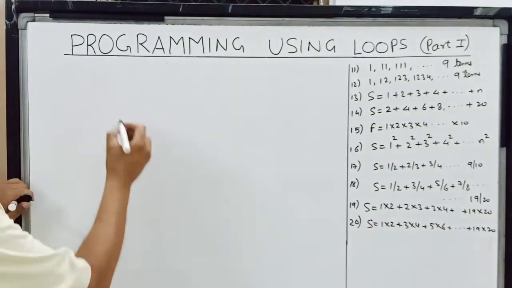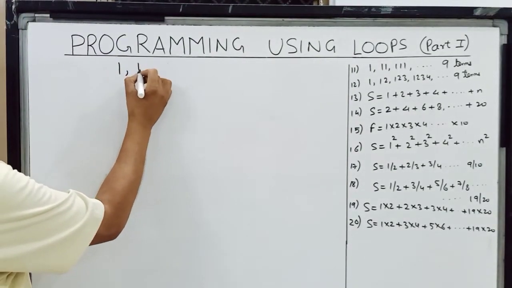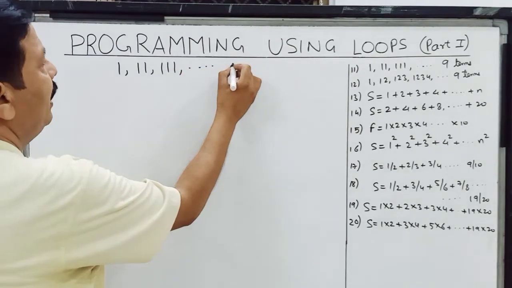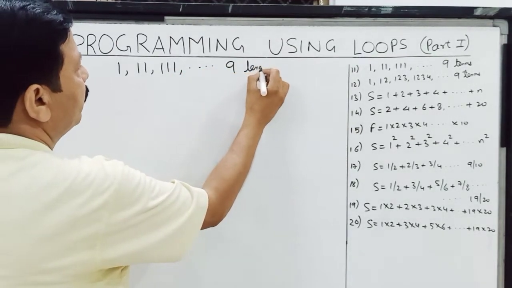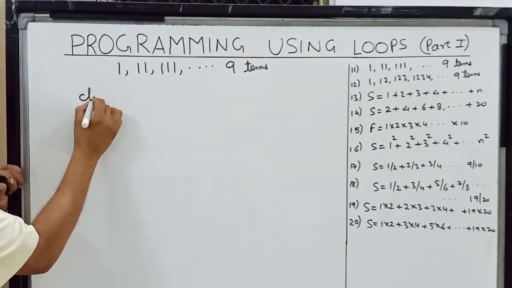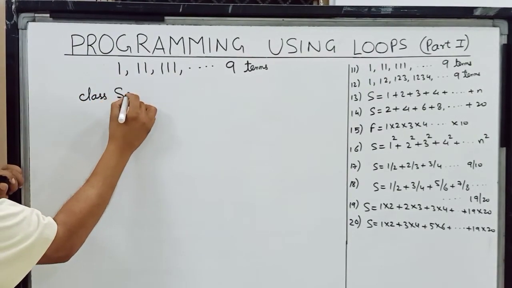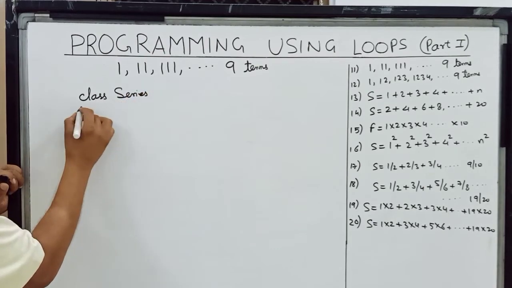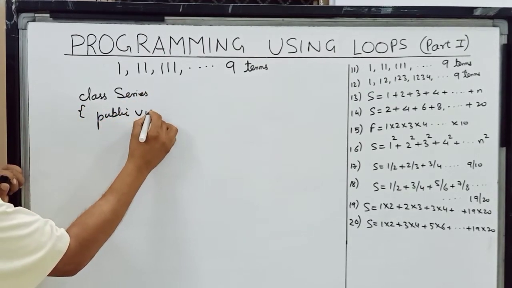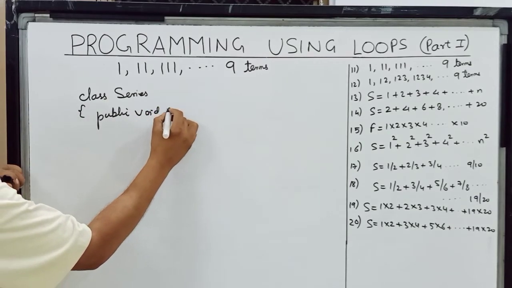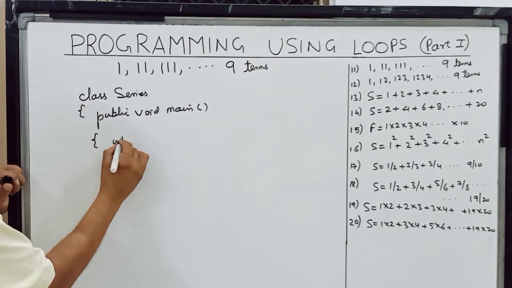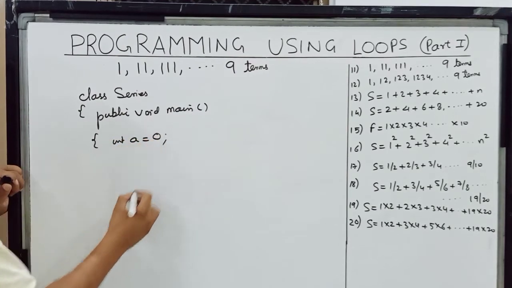So this is the 11th series, and I am writing 1, 1, 1, 1, 1, 1 until it is 9 terms. So we'll see how this series can be done. So class Series, then we have public void main. Here children, I am taking a variable a as 0.